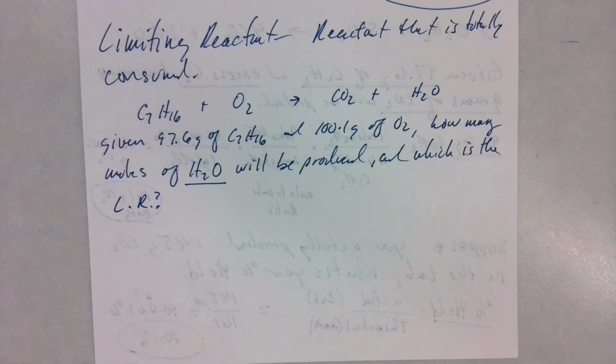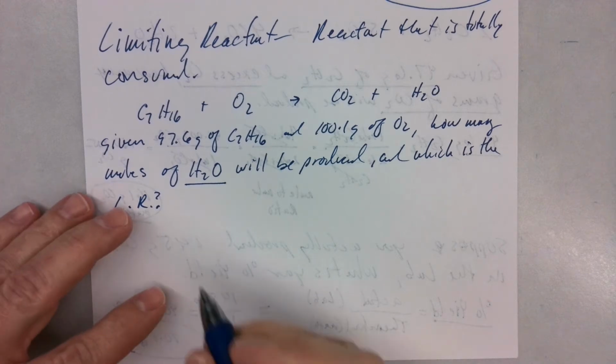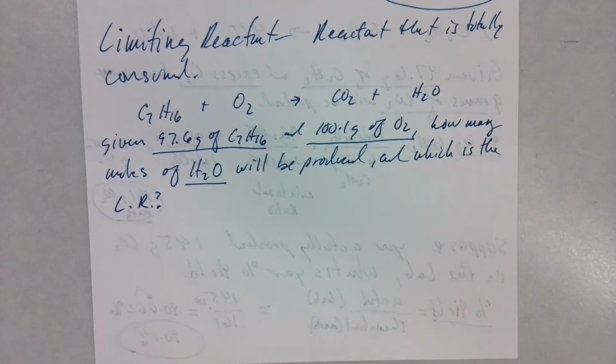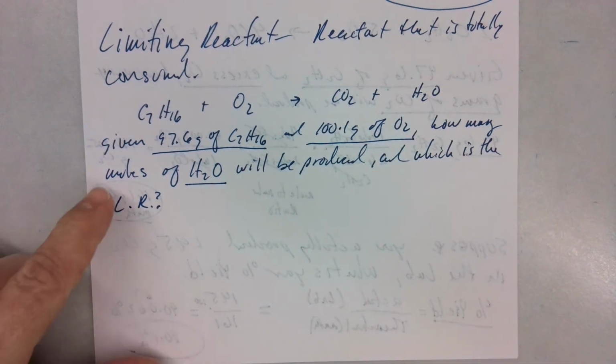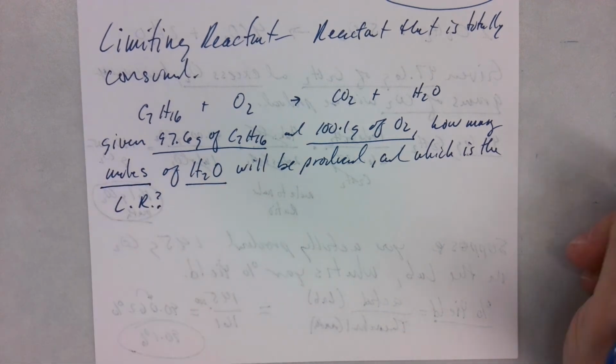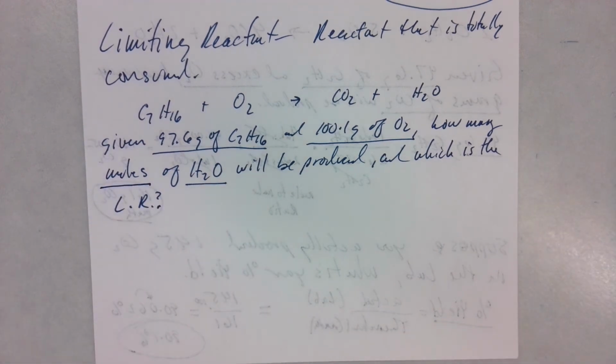Now, can anybody tell me what is different about this problem than either of the two we've done? It gives you two. It gives me this, and it gives me that. Blizzard, it wants the answer in moles. So Blizzard, if you can tell me how that's going to change what we do.